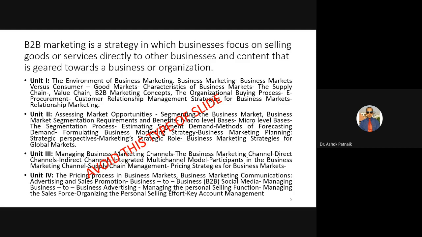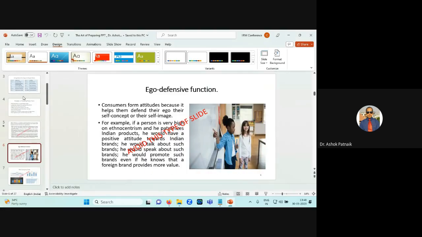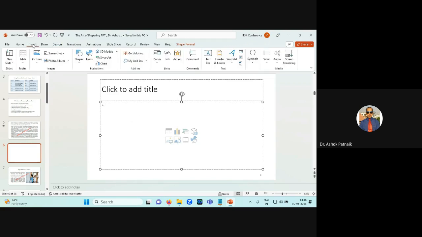Like, for example, suppose I go to another slide, suppose this is a new slide. I press Control N, and now in this slide I want to display some of these Word files. So what I can do is go to Insert and select Object.